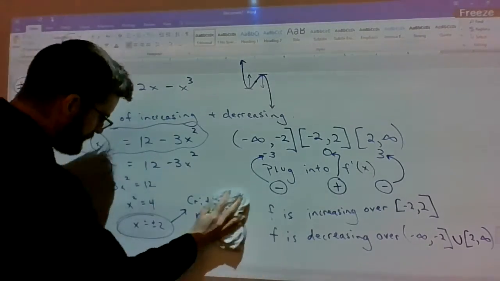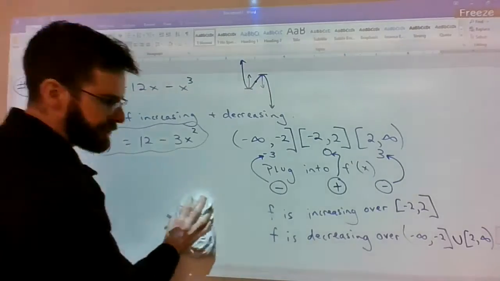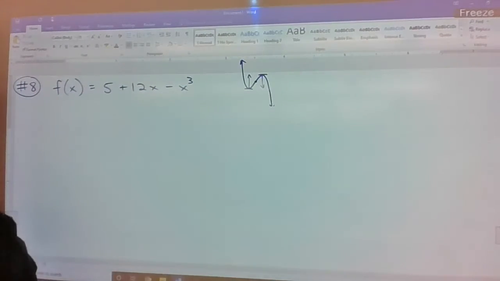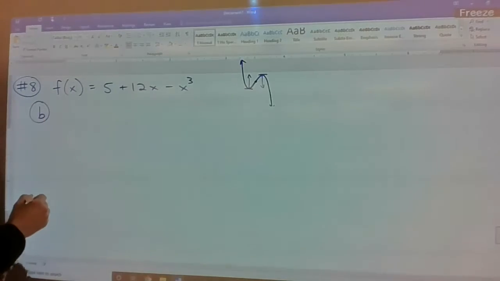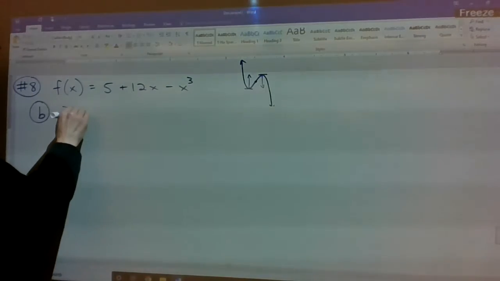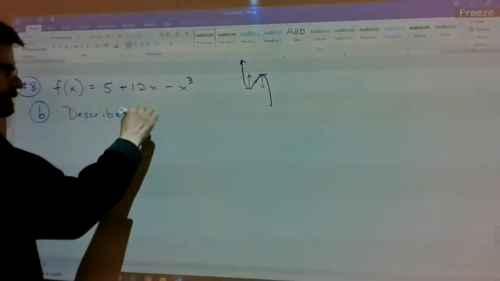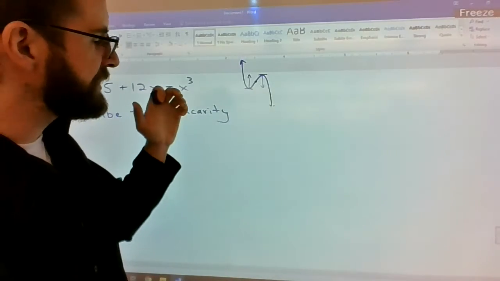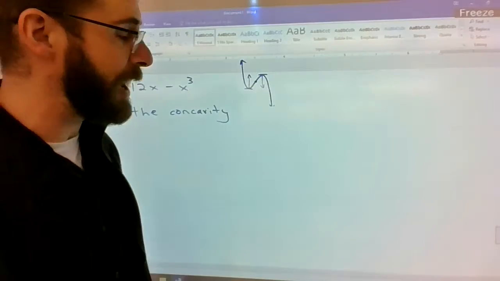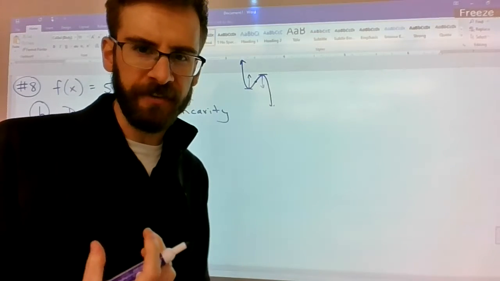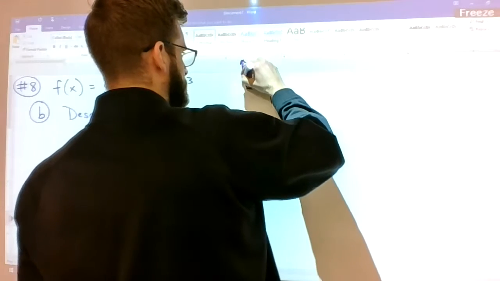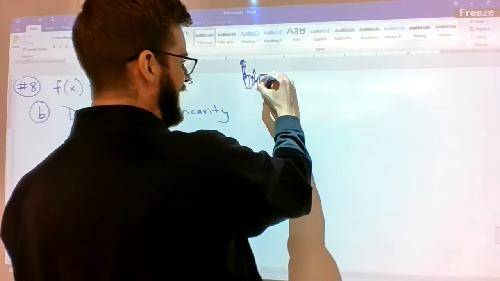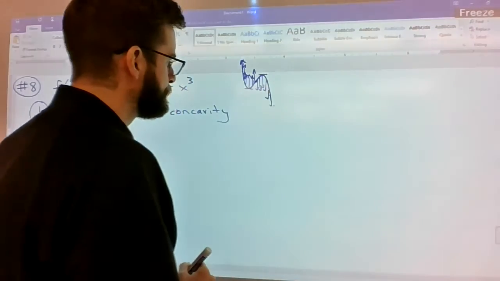Now, what I'm going to do is give us some room here. I'm going to erase all this stuff so that we can get to part two a little more accessibly. So part B, describe the concavity. Now, the concavity is basically this idea that you're holding water up or pushing it down. It's all a product of the second derivative. So here it's concave up, concave up, concave up. At that point, it's pushing it down, pushing it down, pushing it down.